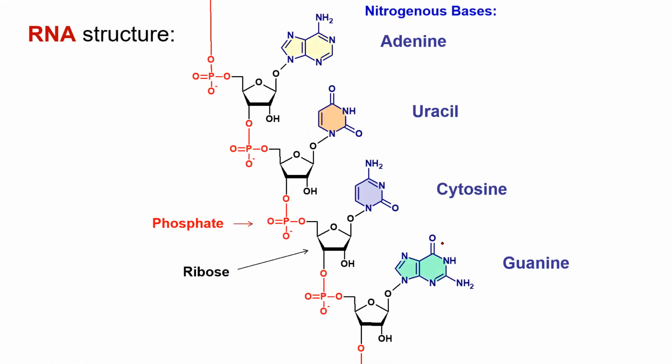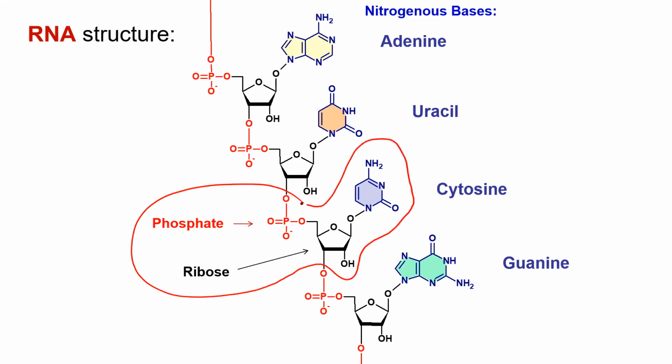So there's some RNA right there, a single strand, and you can see there are the 4 nitrogenous bases. It's also made out of phosphates. So one nucleotide is going to have a phosphate, a pentose sugar and a nitrogenous base. So that would be one RNA nucleotide.